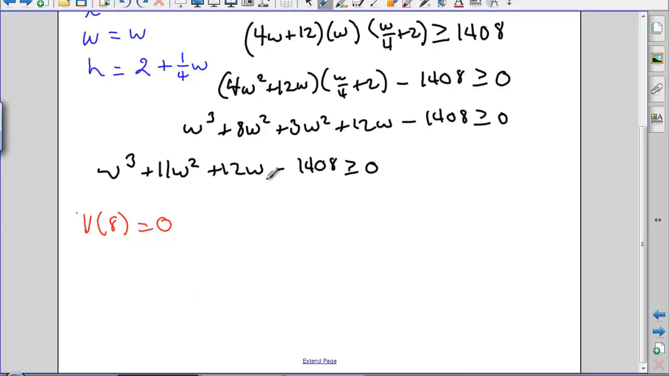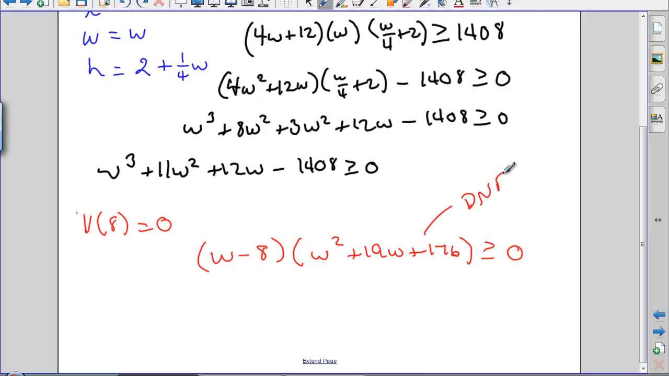Once you establish that V at 8 is equal to 0, we can then use synthetic division and work ourselves down to some factors. Once you've done synthetic division, which you can carry on and do, you end up with W minus 8, and the quotient will be W squared plus 19W plus 176 is greater than or equal to 0. This does not factor, so we are left with only one solution.